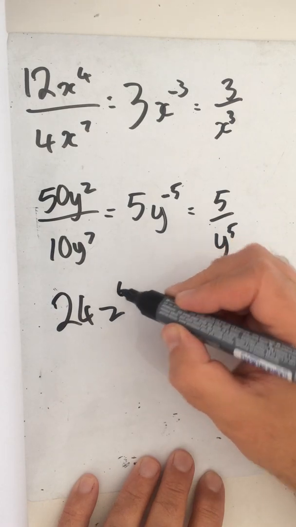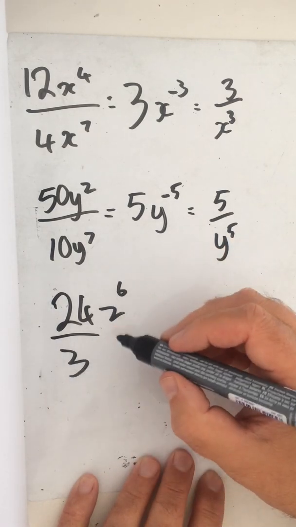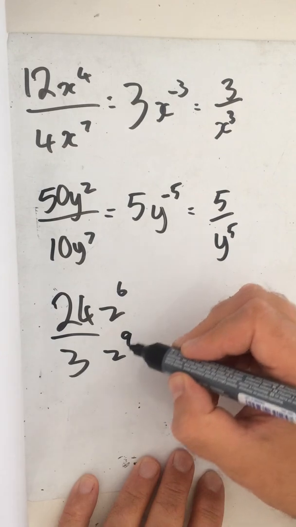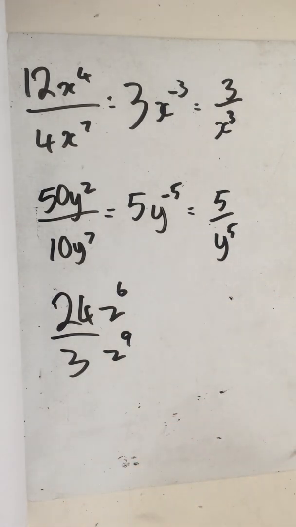Have a go at this one, please. 24z to the power of 6 over 3z to the power of 9. Pause the video.